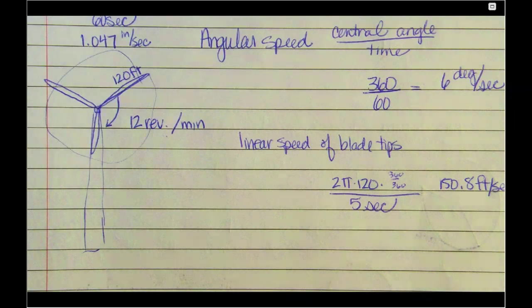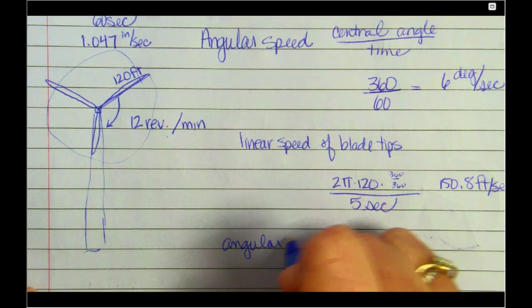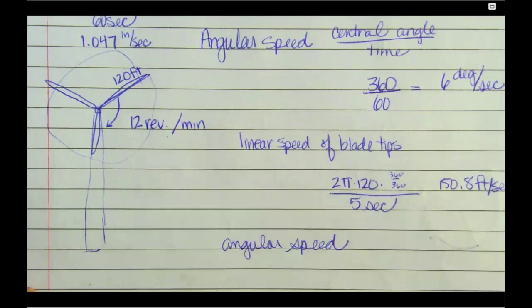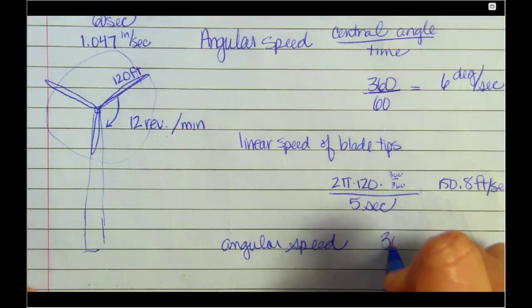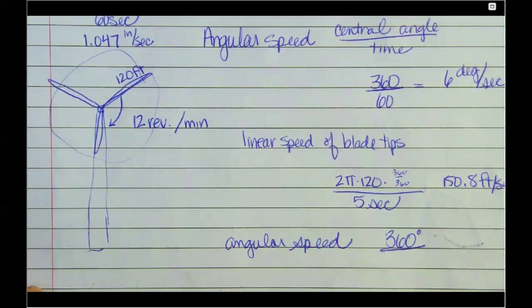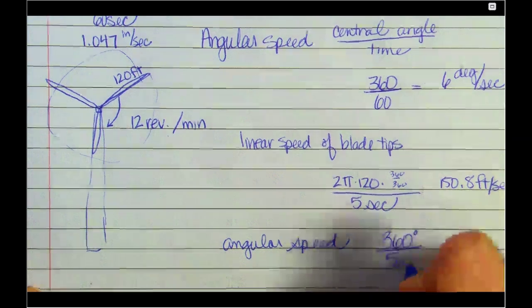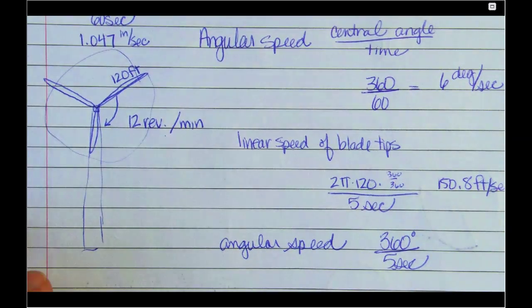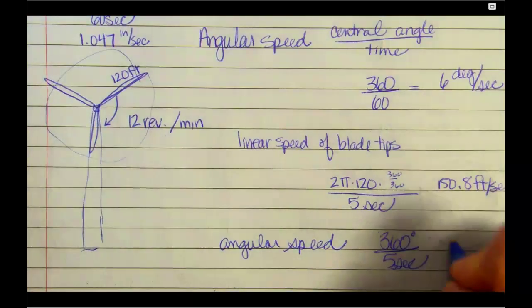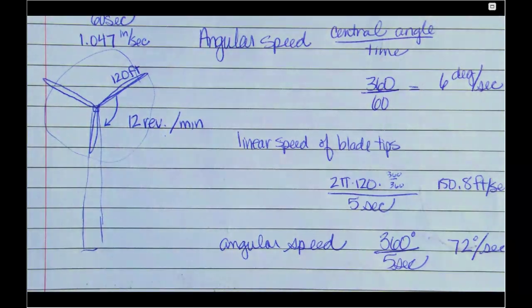Now, let's talk about the angular speed. Angular speed would be how many degrees? We know once around is 360 degrees. In how long does it take? 5 seconds. I think it's 72. So that's moving 72 degrees per second. 72 degrees of rotation per second.